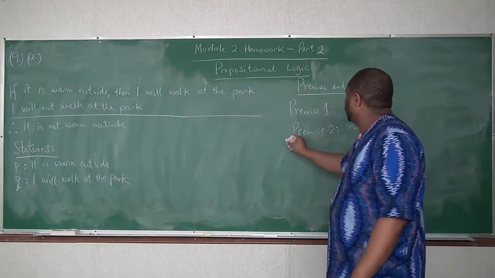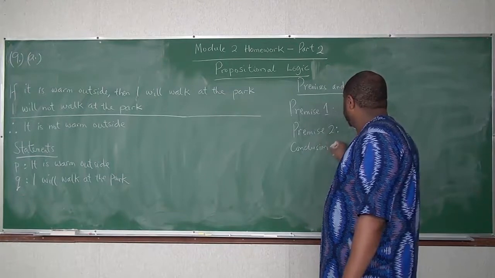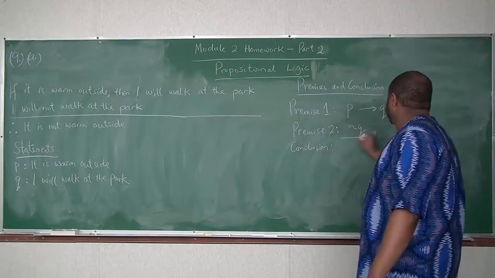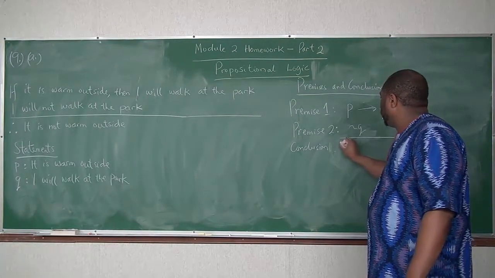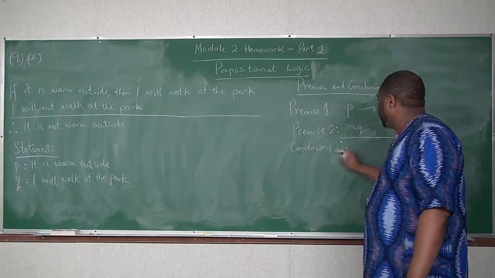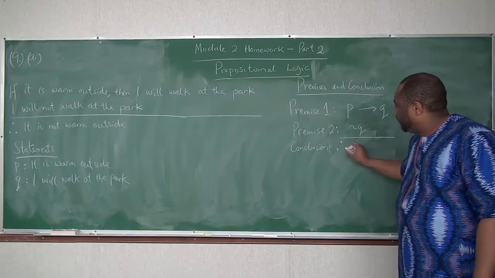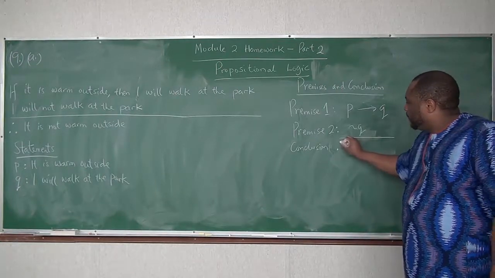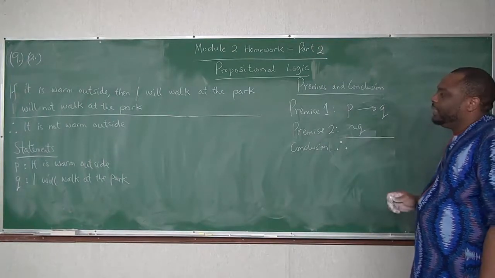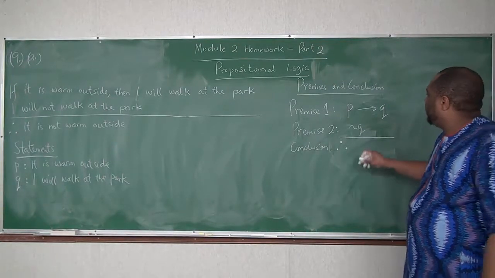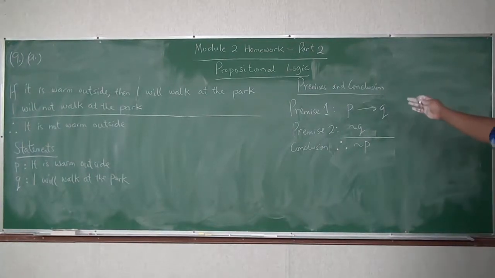So our conclusion is, therefore, 3 dots. This means therefore. These 3 dots that look like a triangle, that resembles the shape of a triangle, mean therefore in mathematics. Therefore, it is not warm outside. Therefore, not P. So these are premises and conclusion.